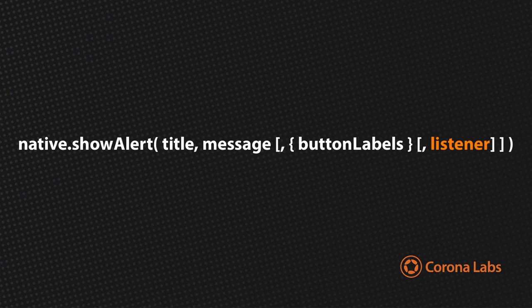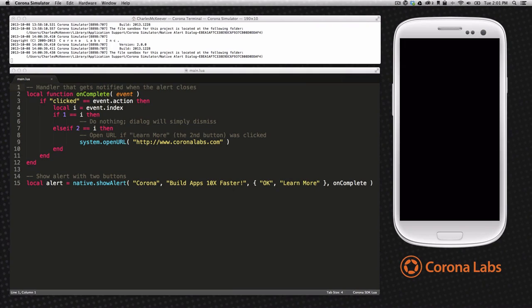It can assign an action to each button according to its numerical index. The first button index is 1, the second index is 2, and so on. See the native.showAlert documentation on the Corona Labs website for more details. Let's look at some sample code.